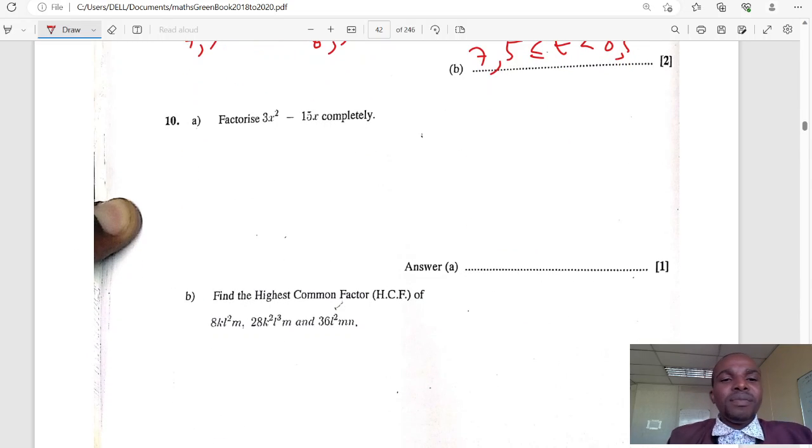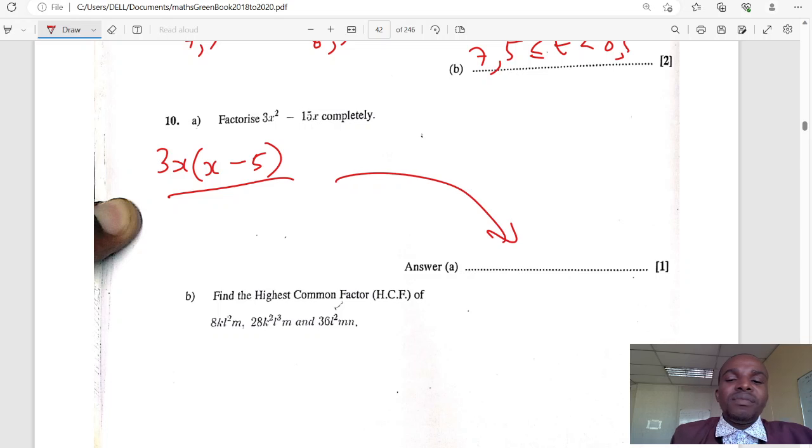Next question, number 10. Factorize 3x squared minus 15x completely. First thing, you always look out for a common factor. In this case, 3 and 15, there's 3. Then x squared and x is x actually. So you factor out 3x. You factor out 3, then x squared and it's x. Then 3x into 3x squared is x. Minus 3x into 15 is 5. This will be your answer here.